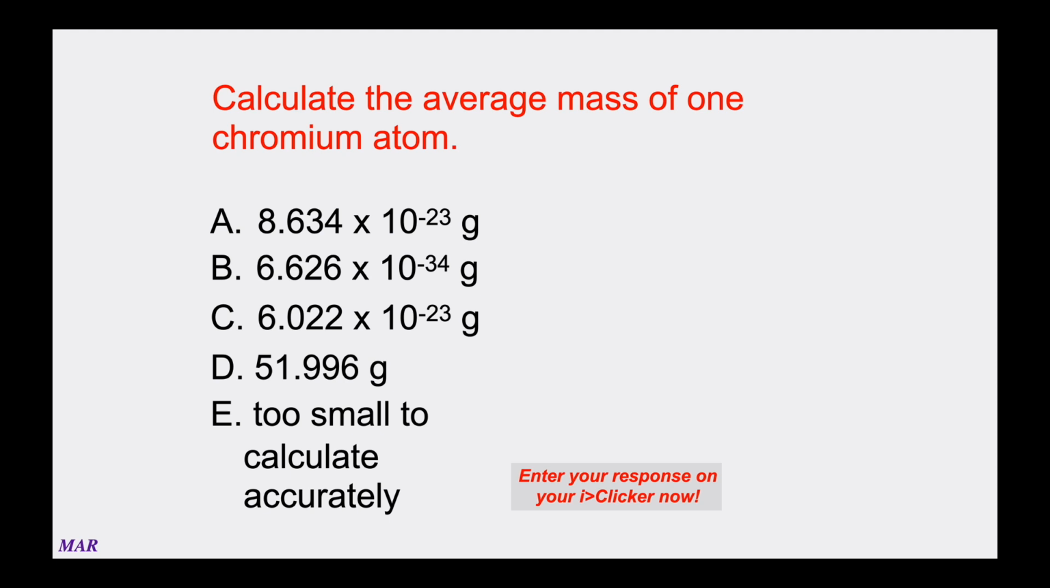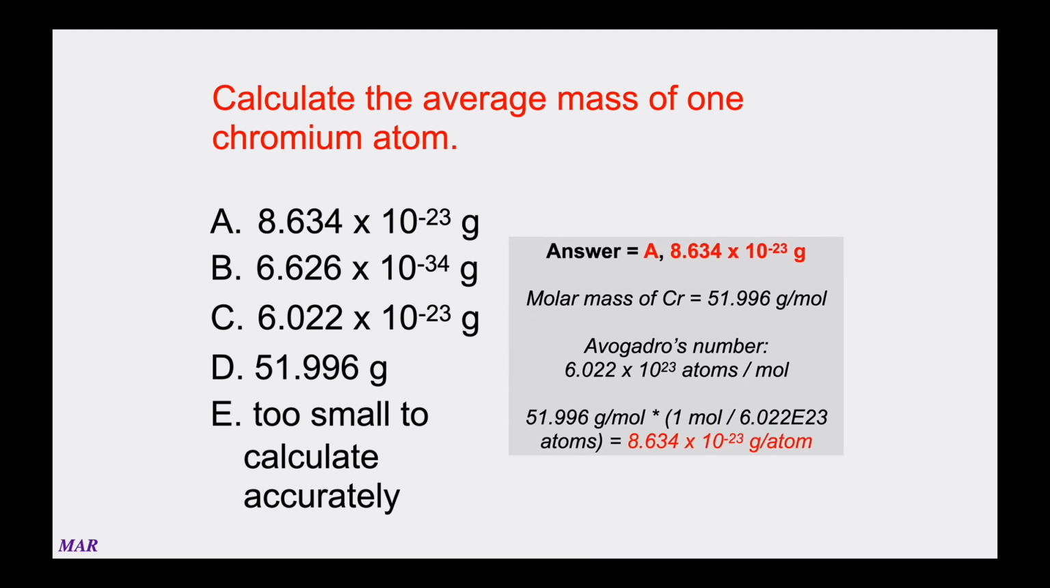But Avogadro's number says that in a mole of chromium, you're going to have 6.022 times 10 to the 23rd atoms. And in this question, you essentially want units of grams per atom, mass per atom. So if you take the molar mass, 51.996, and divide it by Avogadro's number, that's how you get this number. And it comes out to be 8.634 times 10 to the minus 23rd grams. So that's answer A.